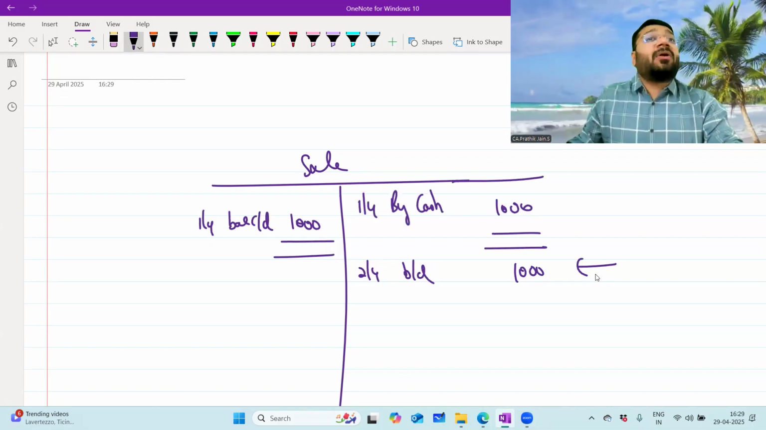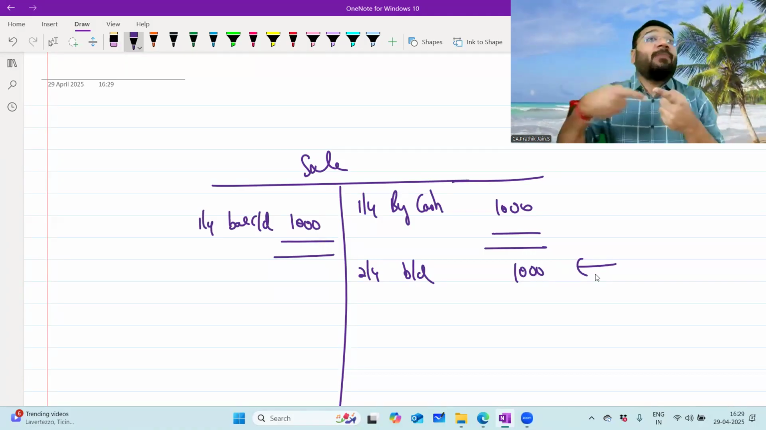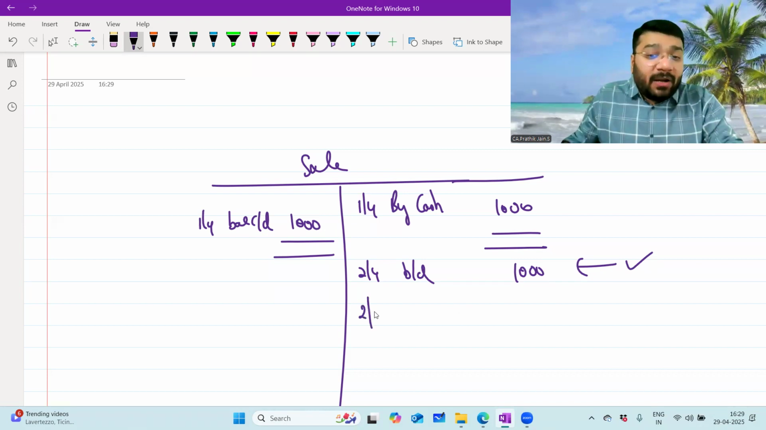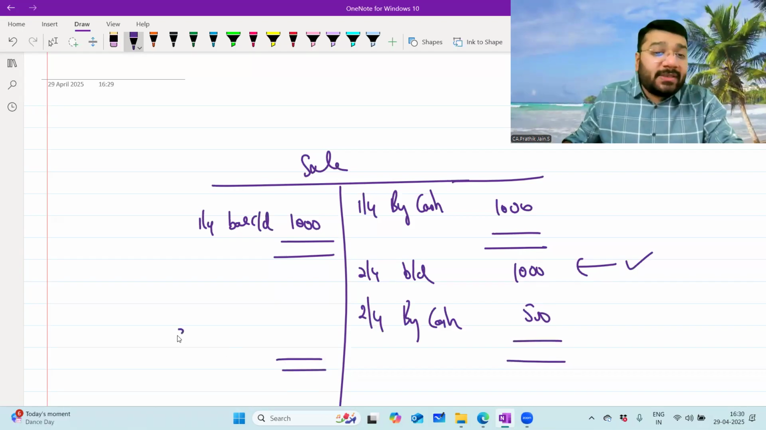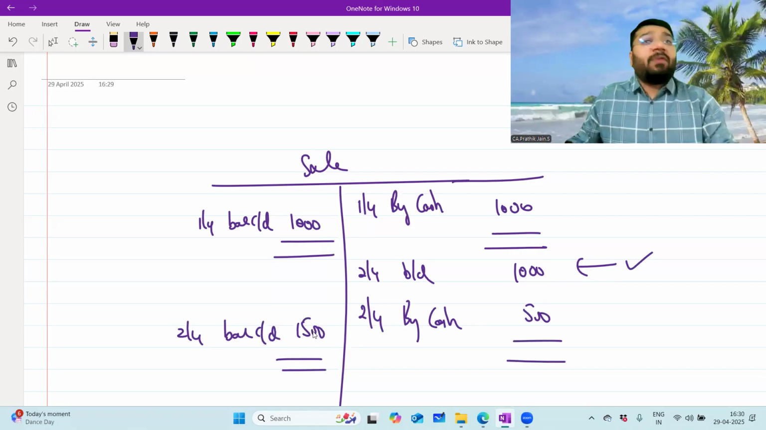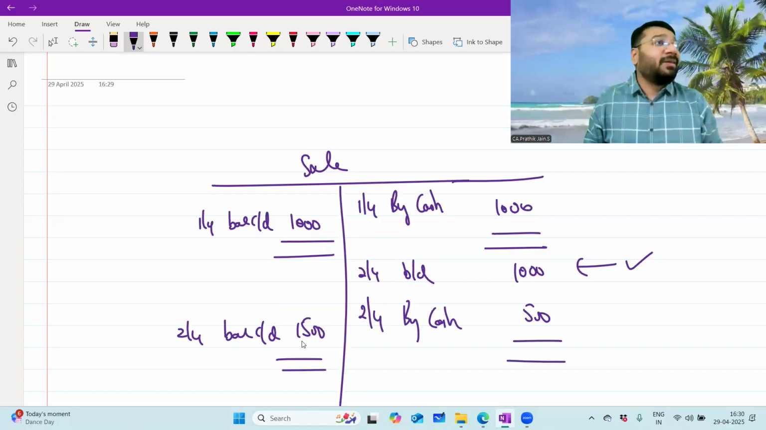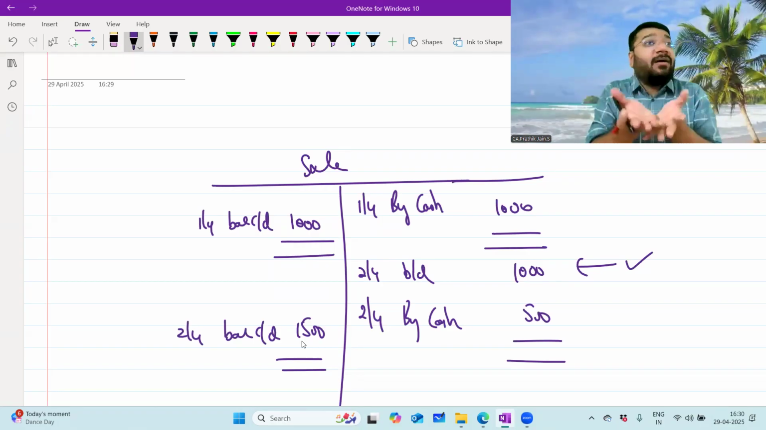Now, why do I need this balance brought down? Because I want the sales to be accumulated. Every day I should keep on adding. So this opening balance will get added to the current day's sale. Let's say on 2nd April, one more time I'm selling goods, by cash again, this time 500. So what is my cumulative balance on 2nd April? Balance carried down is 1,500. The total sales of 1 April and 2 April put together is 1,500. So that is the power of balance brought down. It helps us to accumulate the values.